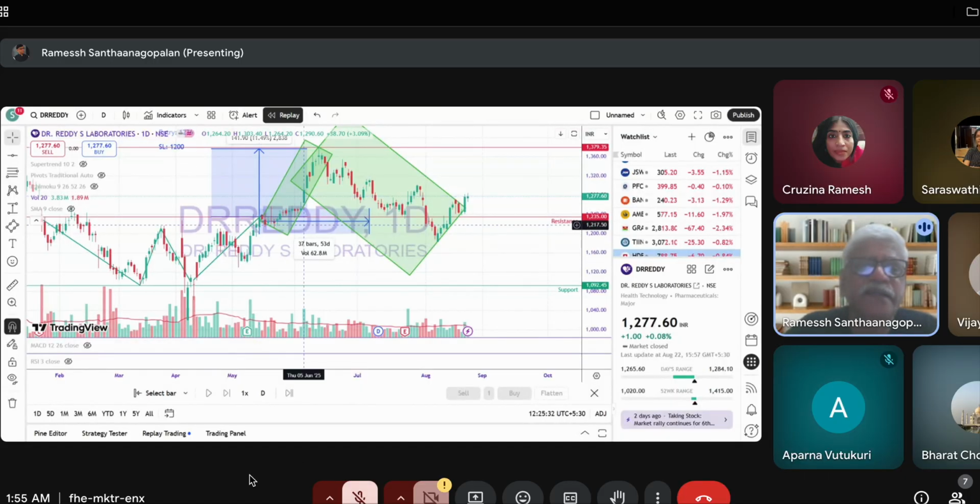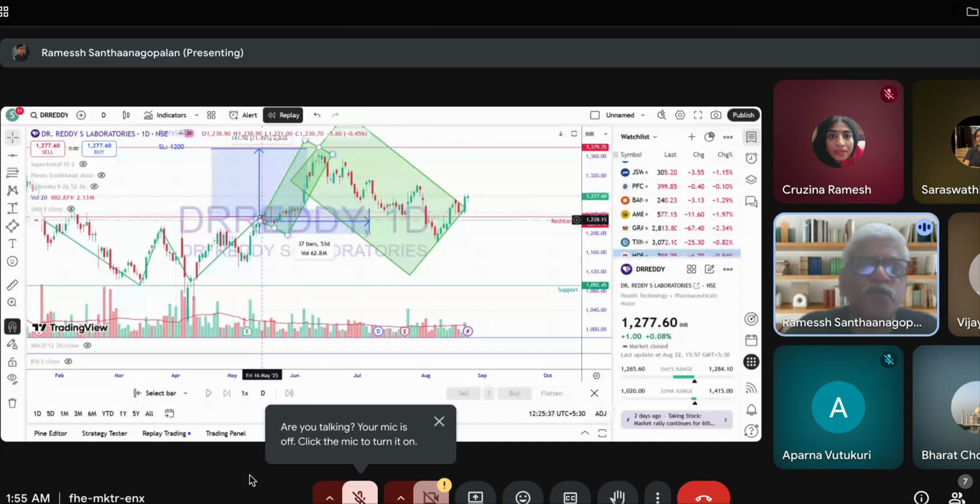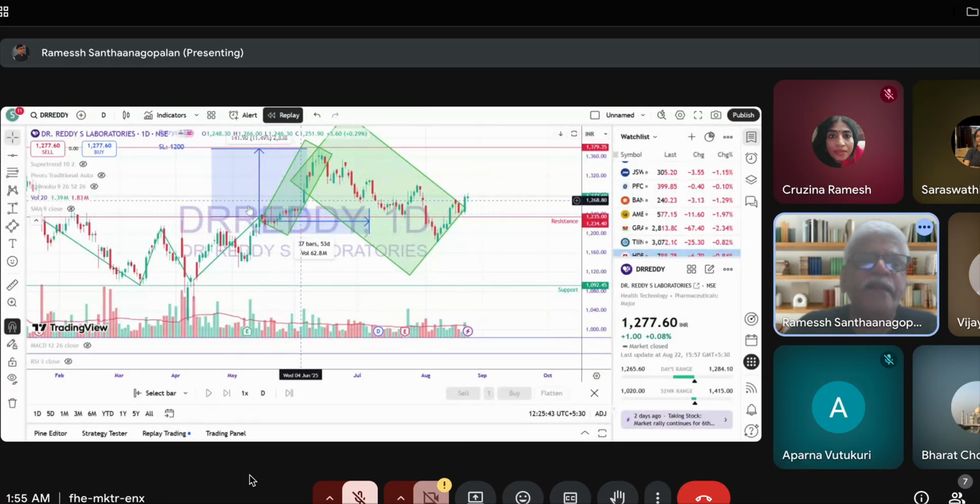Look at this number of days. The stock started coming down after the breakout, 1, 2, 3, 4, 5, 6, 7, 8, 9, 10, 11, 12, 13, 14 trading days. It did not show you any kind of a sign that it is going to move up. Look at it. It was only moving between 1225 and 1210. Only 15 rupees it is moving up and down for almost 14 days.